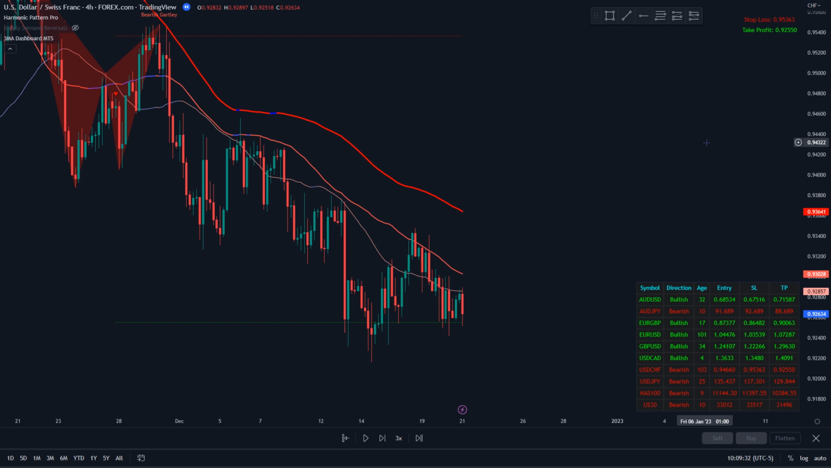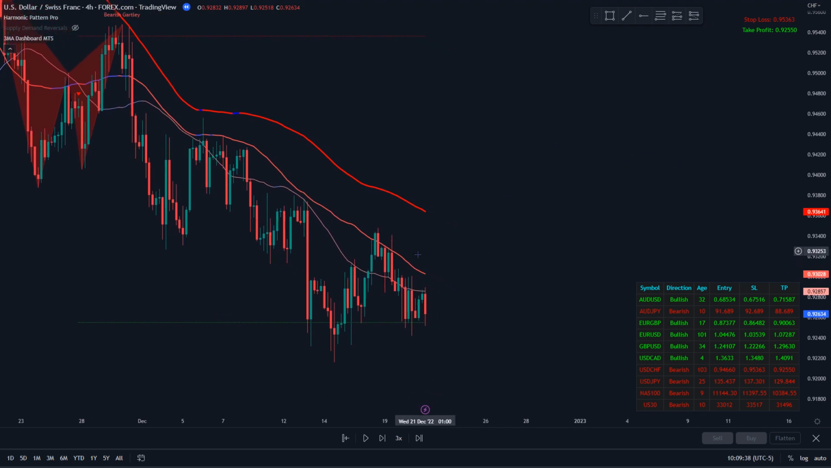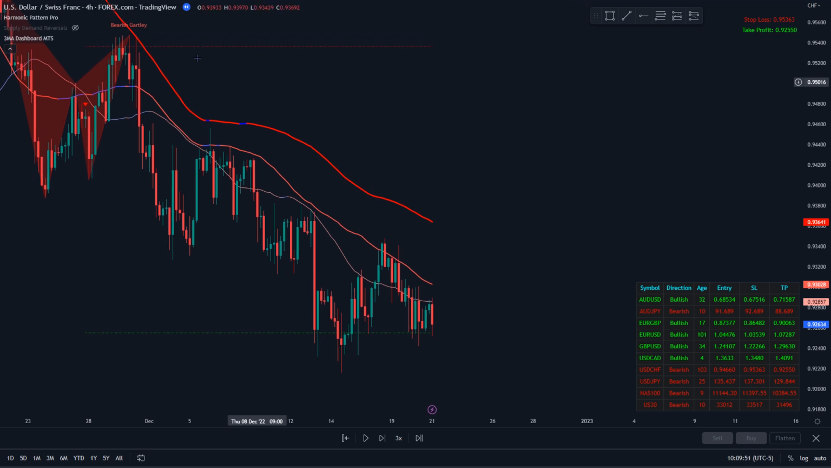Hello, this is Ronald with Indicator Vault, and in this video I'm going to go over just a breakdown of some bearish movement and a possible sell trade you could have gotten in with this pair, the US dollar Swiss franc. And I'm starting here on the 4-hour.